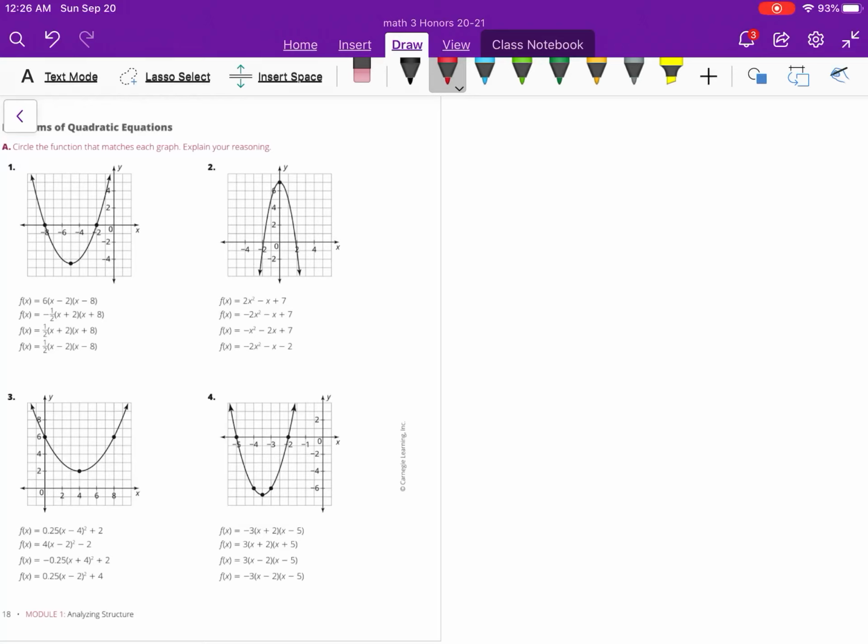Alright everyone, let's talk quadratic functions and their different forms. We should know their forms, so this should be somewhat review for us, but let's write them out so we remember them. Here we have three different forms of quadratic functions, starting with standard form.